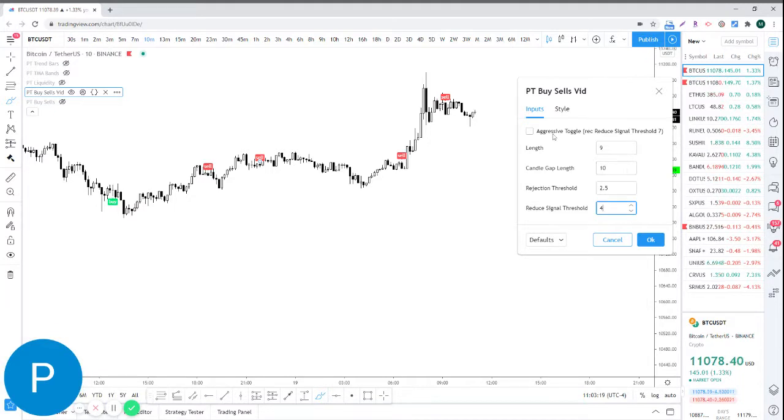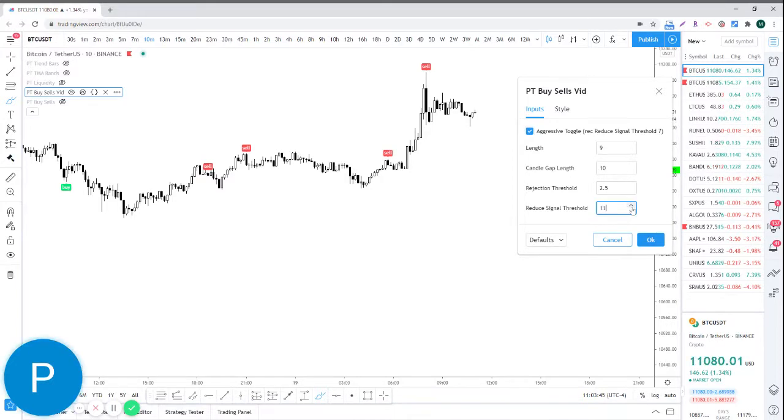I modified the settings and tweaked the inputs. So John gave me my own settings called aggressive. If you do happen to put aggressive, just turn the reduced signal threshold to 7. This is what I use. These are my settings. I have this on 9, 10, 2.5, and 7. You can mess with these settings all you want and find whatever works for you, but this is what I personally have been using for the past month and a half, and it's made me money. 9, 10, 2.5, 7, and turn this thing on.